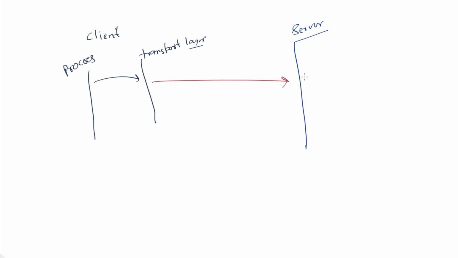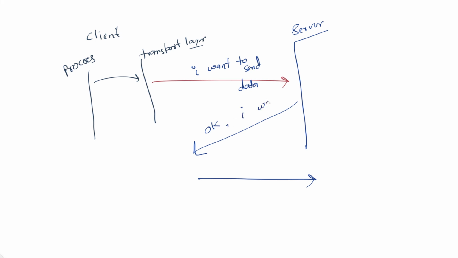The client is asking the server, okay, I want to send some data. Then the server will say, okay, I have accepted your request, and I also want to send some data in the reply because this is full duplex, right? Then the client will say, okay, I have accepted your request. So the first message says, I want to send data. The second message says, okay, I also want to send the data.